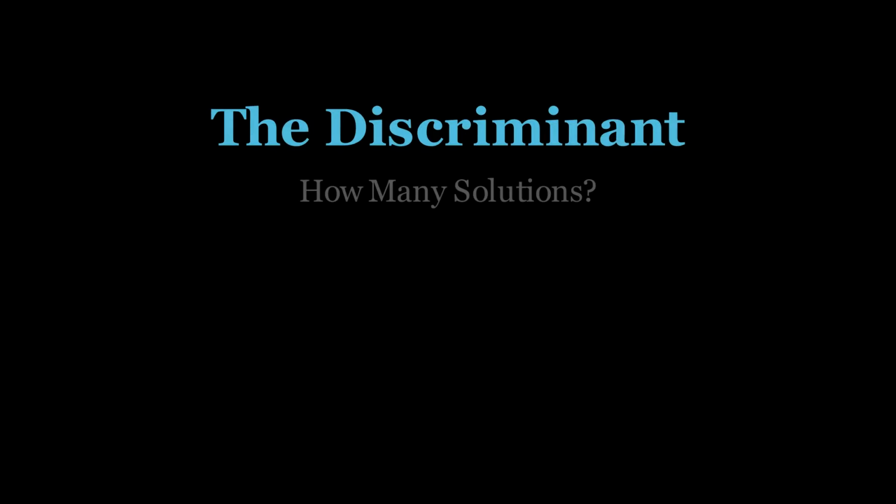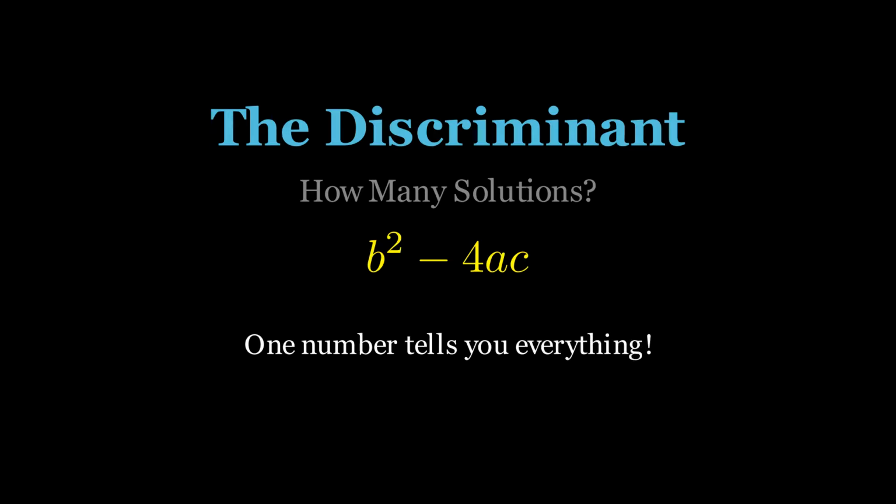Welcome to T-Teach. The discriminant: one number that tells you everything about a quadratic's solutions. b squared minus 4ac. Let's see how powerful this is.